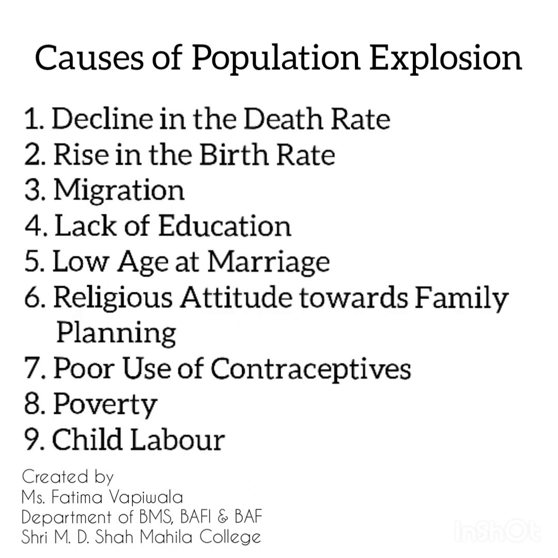Now, let us look at the various points that we covered today in the causes of population explosion. First one, decline in death rate. Second, rise in the birth rate. Third, migration. Fourth, lack of education. Fifth, low age at marriage. Sixth, religious attitude towards family planning. Seventh, poor use of contraceptives. Eighth, poverty. And ninth, child labor.